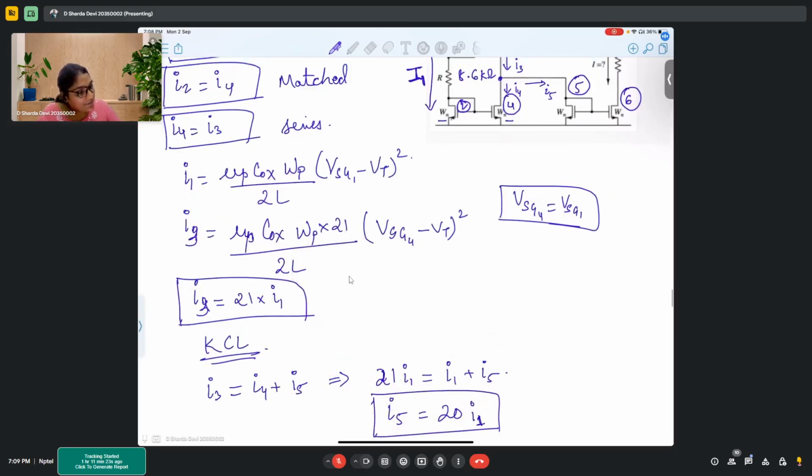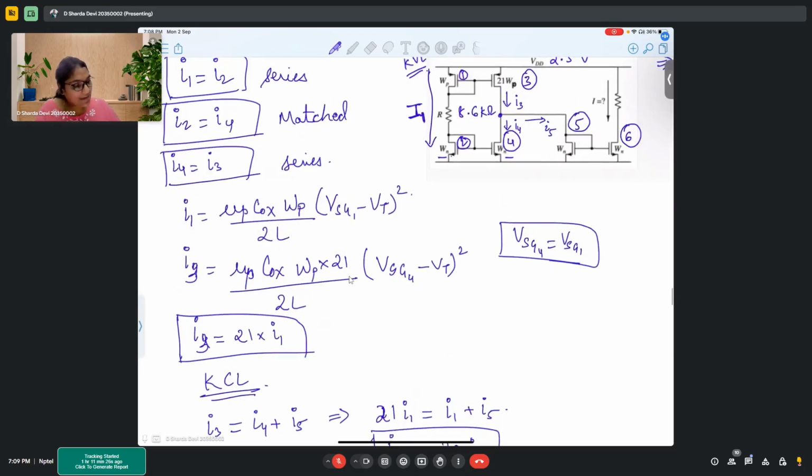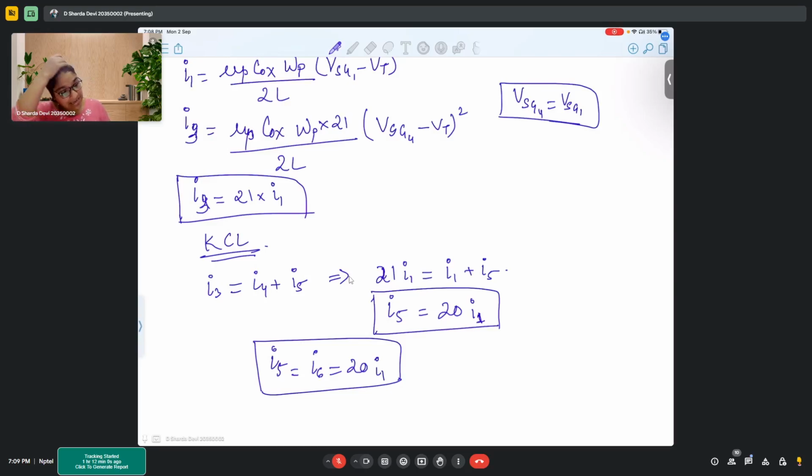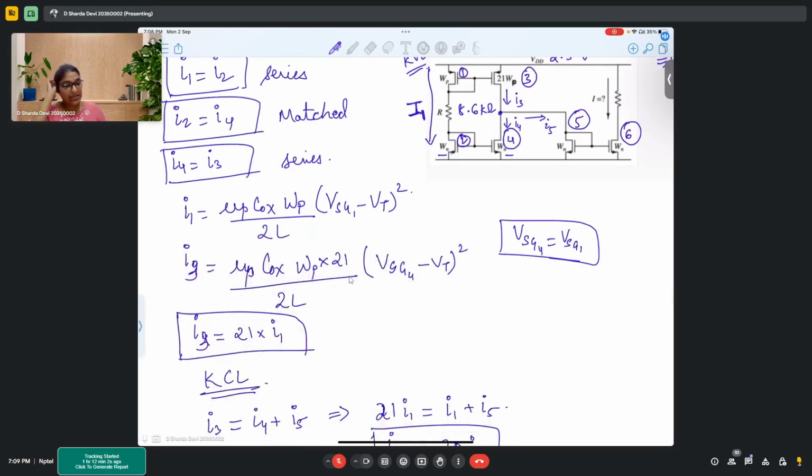And here again, transistor 5 and transistor 6 are matched because their gate voltages are same. Source is connected to ground. So VGS remains same. They both have WN. So that means I5 equal to I6 equal to 20 times of I1, right? So just here we need to find the value of I1. If we find the value of I1, we can simply multiply it by 20 and we'll get I6 or the I which is asked in the problem.